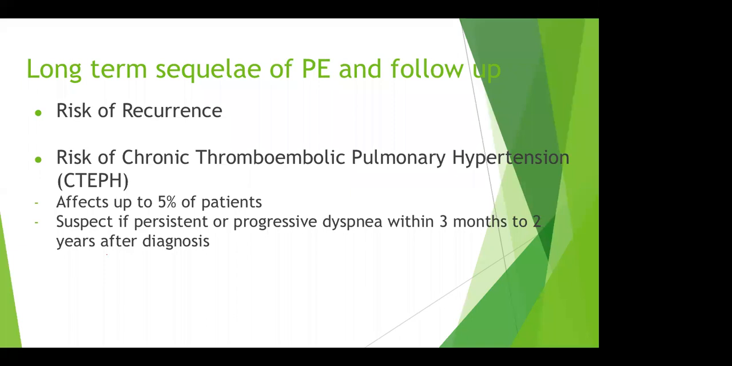The next sequelae, which is quite important, not talked much of, is a condition called CTEPH, which is chronic thromboembolic pulmonary hypertension. So that affects up to 5% of patients. So you suspect that if a patient comes to you with persistent dyspnea or progressive dyspnea, despite being on anticoagulation, within 3 months to 2 years after the diagnosis.